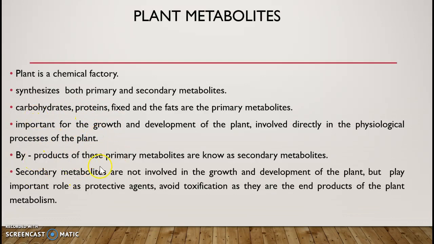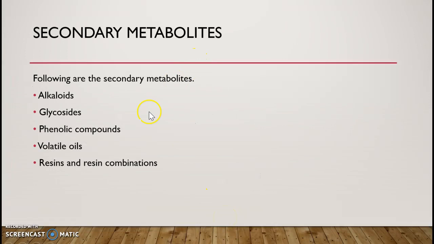The byproducts of these primary metabolites are nothing but secondary metabolites. As the name suggests, these secondary metabolites are not directly involved in the growth and development of the plant. They are not important for the physiological processes of the plant, but they play a very important role as protective agents, and they act as detoxifying agents as they are the end products of plant metabolism. So these are the following secondary metabolites: alkaloids, glycosides, phenolic compounds, volatile oils, resins and resin combinations.